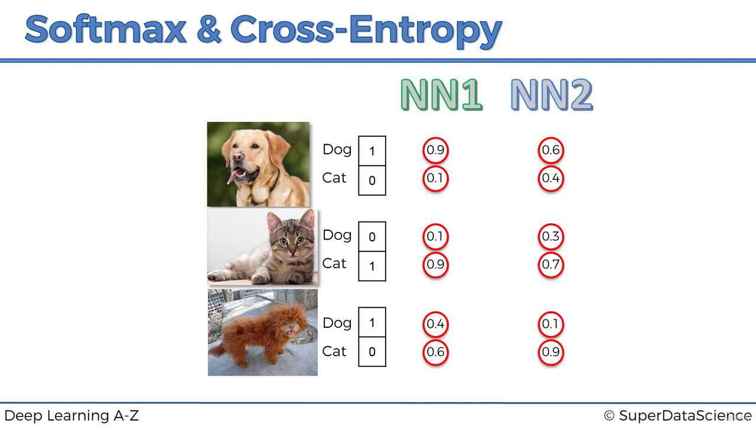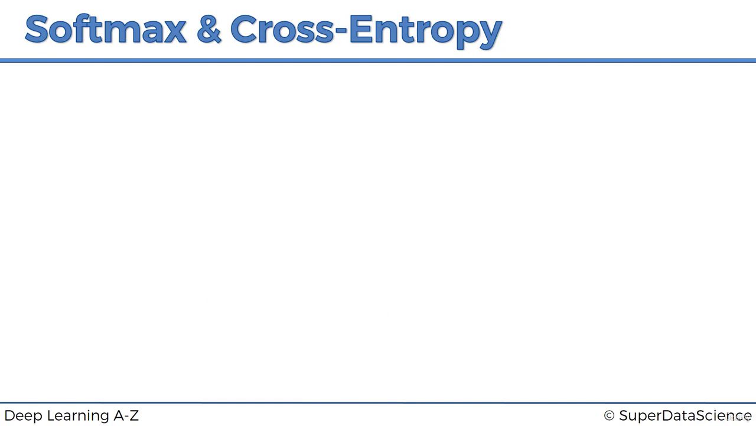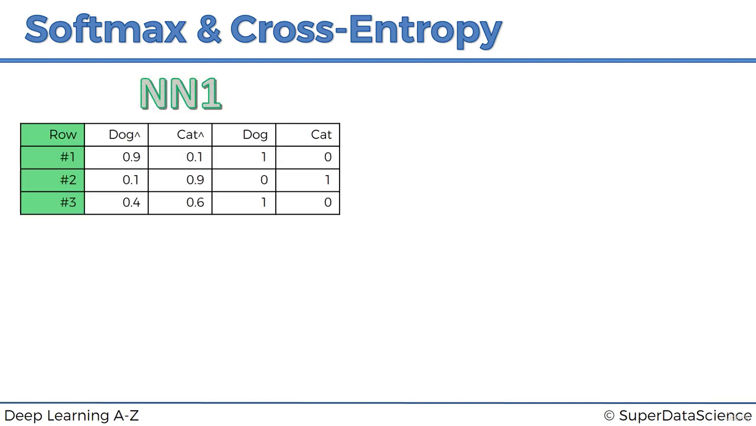And so now we're going to look at the functions that can measure performance that we've kind of talked about already. So let's put these into a table. So there's neural network 1. You have the row number, so that's the image number. And then for image 1, you have what it predicted, 90% dog, 10% cat. So those are the hat variables, and then you have the actual values. So dog, correct, cat, incorrect. Same thing for image number 2, and same thing for image number 3.